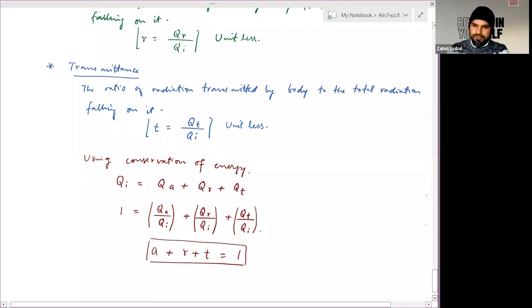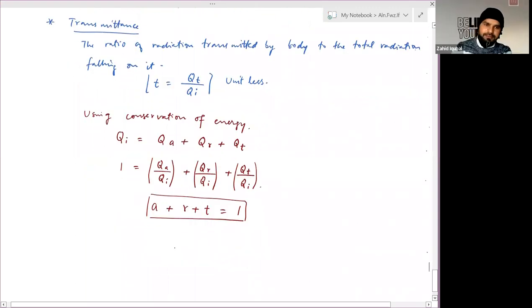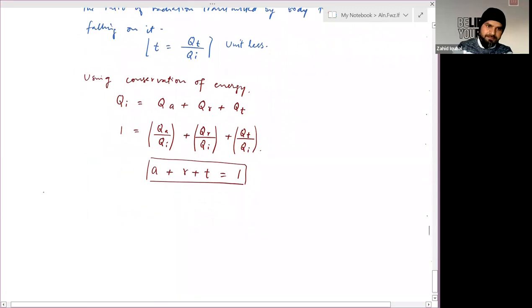Now, for different media, let me define this particular behavior. First, in case of vacuum, there will be no absorbing tendency and no reflecting tendency. So transmittance will be maximum, that is 1. So you can say vacuum will act as a perfect transmitter.